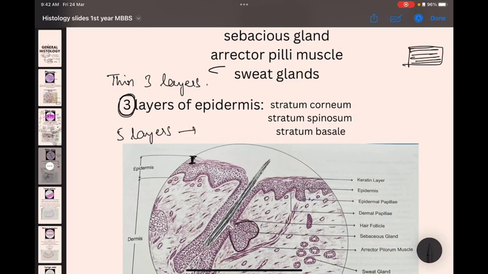Let's repeat the 5 layers again. First one, corneum, lucidum, granulosum, spinosum, and basal. Right. So in the thin skin we have first layer, fourth layer, and fifth layer. What are those? Corneum. Wait a minute. Sorry. Corneum, spinosum and basal. Right. 1, 4, 5. Done. Very easy, right?